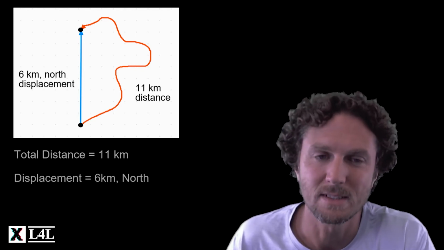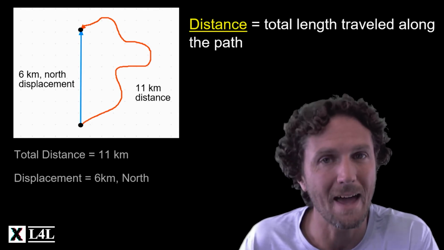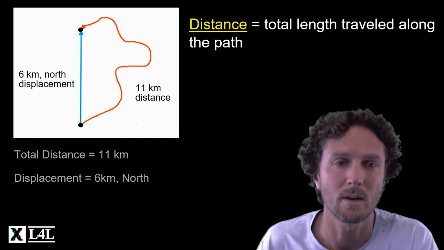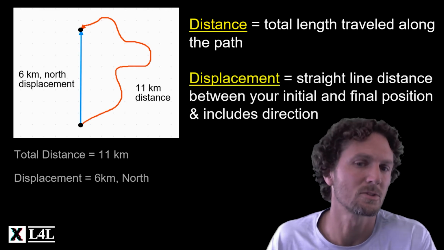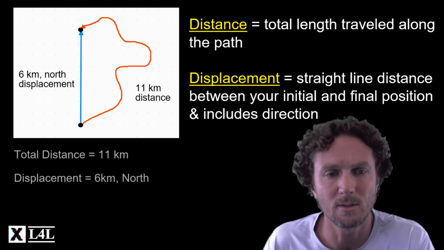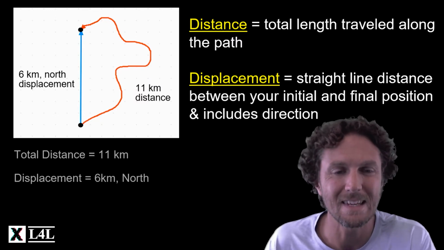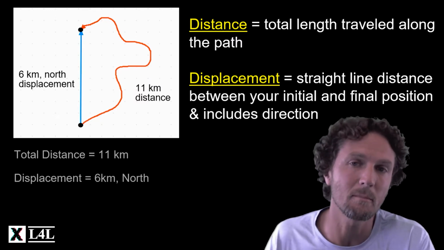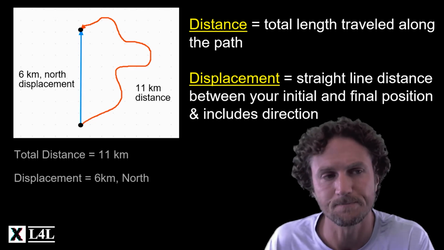So from a definition standpoint, distance is going to be the total length traveled along the path that you actually took, whereas displacement is going to be the straight line distance from where you started to where you ended up, your final position relative to your initial position, and you need to include the direction. That's a key element of what displacement is, and it makes it what we call a vector quantity, which we'll be talking a little bit more about in a second.